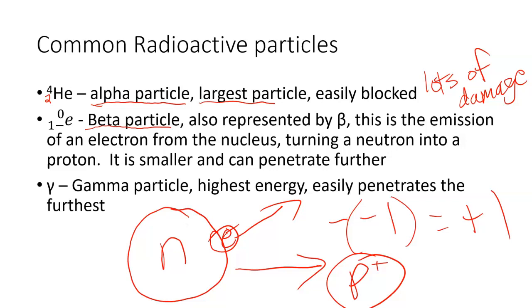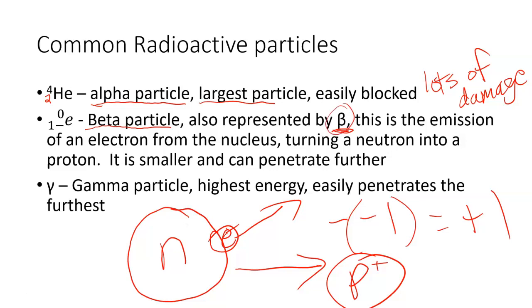So this is called beta emission. So beta particle can be written like 0 and then -1, or it can be written as a beta. Either way, means the same type of thing. And you're essentially turning a neutron into a proton.